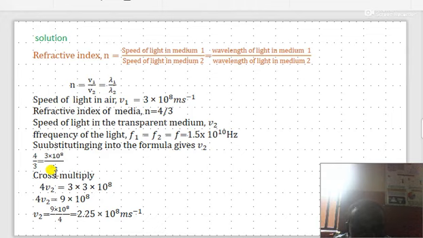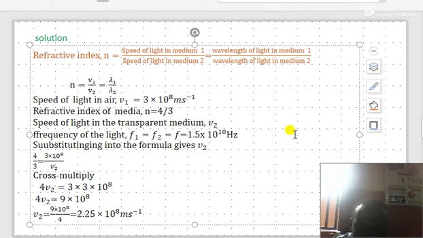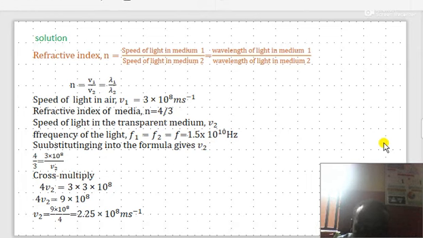And then if we cross multiply and solve, we will get 4v2 equal to 3 times 3 times 10 to the power 8. Eventually, we get 4v2 equal to 9 times 10 to the power 8, and divide both sides by 4 to obtain a value of v2 of 2.25 times 10 to the power 8 meters per second. So that is the speed.